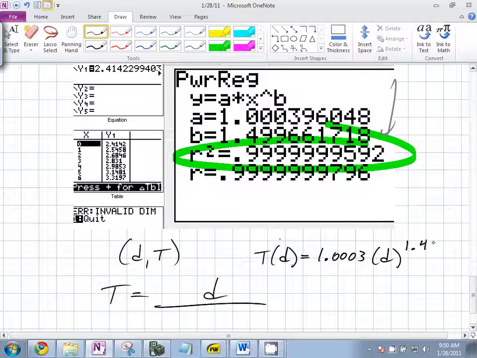1.49966. That's pretty good, right? So what do we have? T is equal to d to the, what can you round that to pretty confidently? 1.5. And the coefficient is 1. Is that pretty cool? Coefficients of 1 are great.